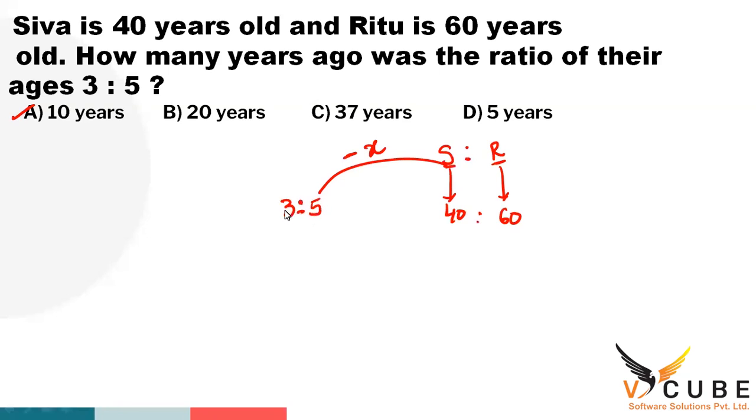So go through option verification, guys. The first option is 10. Ago means minus. 40 minus 10 is 30, and 60 minus 10 is 50. And 0 cancel, then the answer is 3:5. That's why option A is the right answer. 10 years ago, the ratio is 3:5. That's why the first option is the right answer.